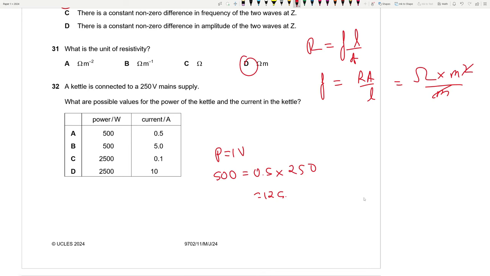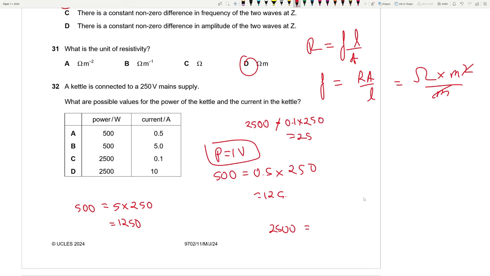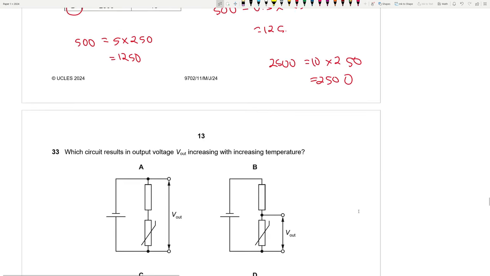So let's go to the next one. 500 is equal to 5 times 250. That is also wrong, because it's 1250. Let's go to C. 2500 is equal to, I'm just using this formula, 0.1 times 250, which is 25. It doesn't match, it's not equal. Let's do D. 2500 is equal to 10 times 250, which is correct, 2500. So I'm going to go with D. I told you trial and error answers tend to be D.